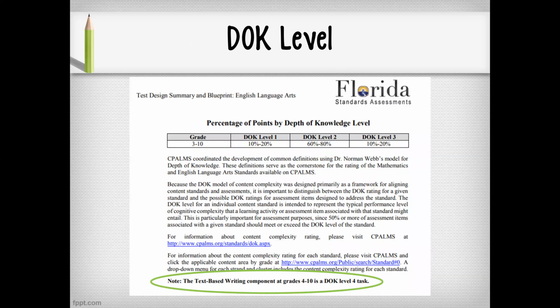Another interesting piece of knowledge about the text-based writing component of the FSA ELA is that it is actually the only item on the test that is a DOK level 4 item. Every other item on the assessment is either a 1, 2, or 3. If you've been teaching writing or text-based writing, you know that it really is asking our students to think critically. While it's a writing assessment, we know that there is definitely a component of reading since it is text-based. So just one interesting thing to know is that it is the only DOK level 4 item on the assessment.